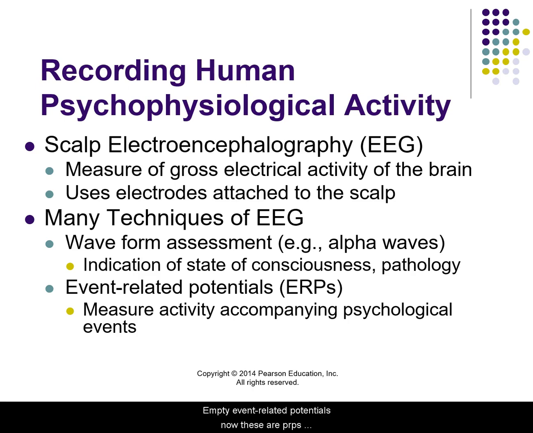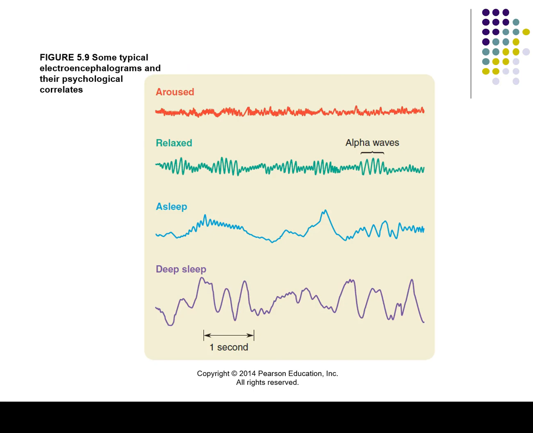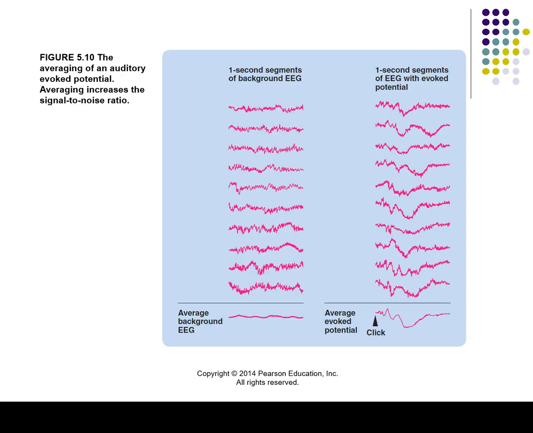The event-related potentials, these are ERPs, and they measure activity accompanying a psychological event. There's an example of that in a minute too. Okay, so here's some typical electroencephalograms and their psychological correlates. An aroused state at the top, that's going to be a beta rhythm. That's what you see there. Relaxed is alpha, asleep is theta, and deep sleep is going to be your delta. Like I said, I'm not going to go into a lot of detail because we will in subsequent chapters. But these lines come from an EEG, and that's what's important for now.